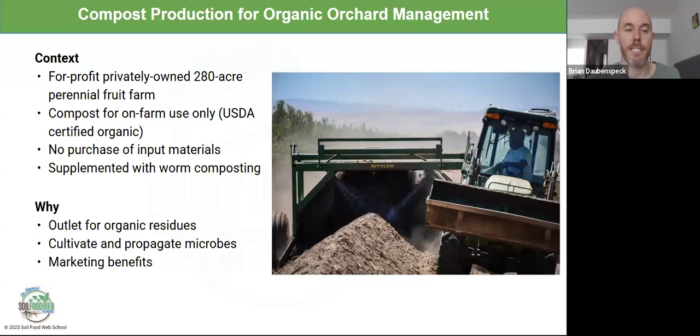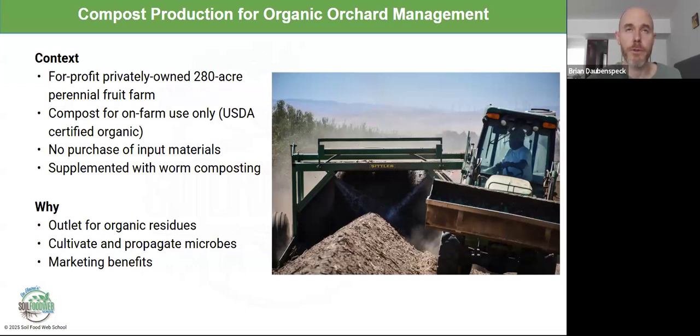One of the contexts where I've used this method is on an organic orchard in California. It was a 280-acre perennial fruit farm. We grew organic fruits and nuts, very diverse, lots of different fruits. And I'll go into some of those in another slide. And the compost in this situation was for on-farm use only.